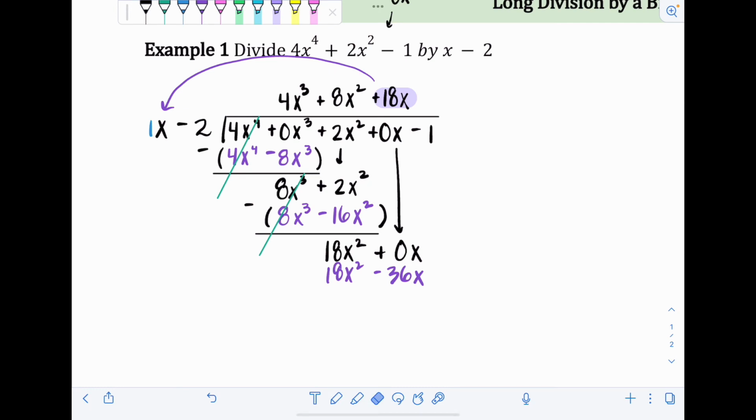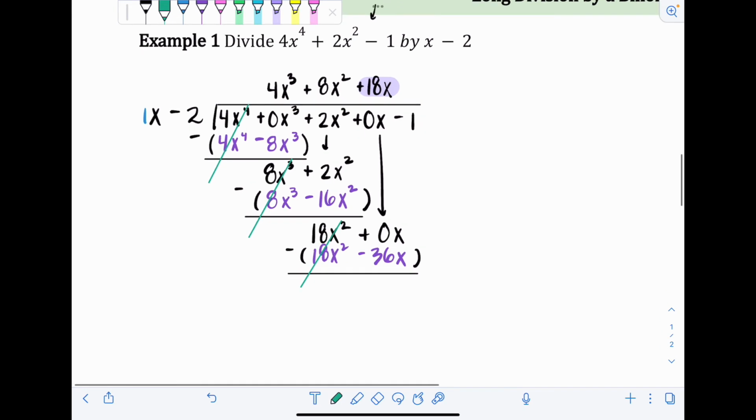And then now that I have that second line, I'm going to go ahead and subtract it. So 18x squared minus 18x squared is 0. That first part should always cancel out. If it's not, go back and look for a little mistake. And then this is 0x minus negative 36. So it's just 0 minus negative 36. The minus negative again turns into a plus. There's a lot of double negatives in this problem. But 0 minus negative 36 will turn into a positive 36x, with x to the first power staying the same.